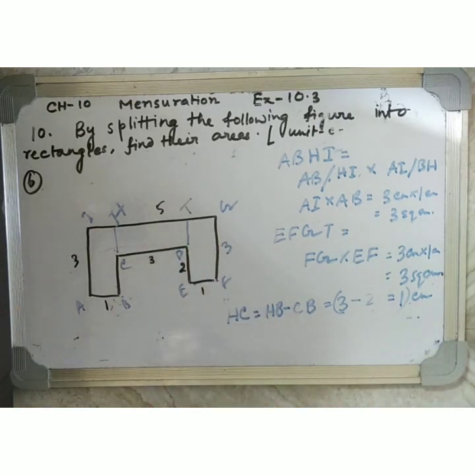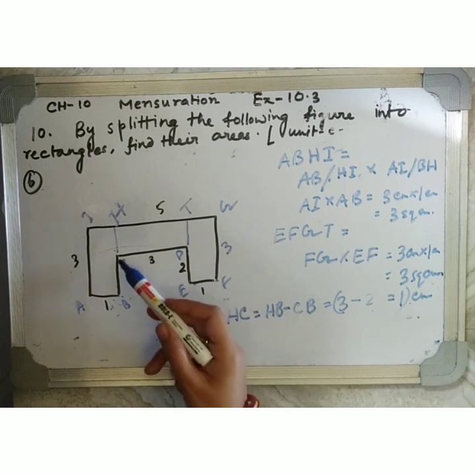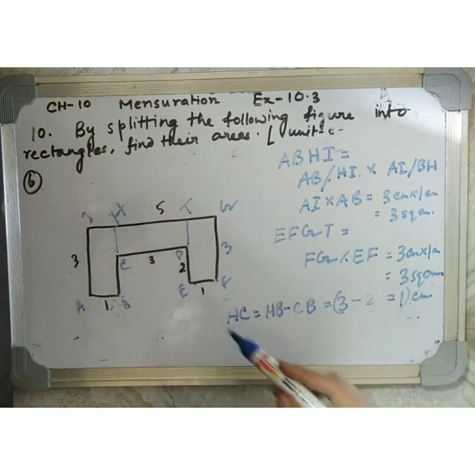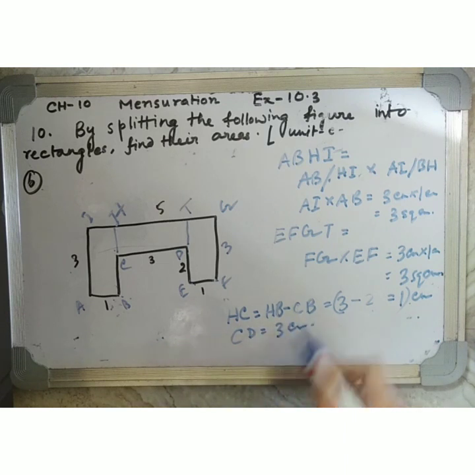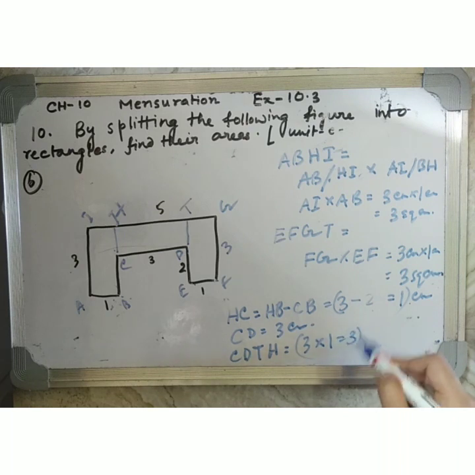HC will be of length 1 centimeter and DC is the length of the rectangle CDTH and CD is of length 3 centimeter. So the area of CDTH will be equal to 3 centimeter into 1 centimeter, that is 3 square centimeter.